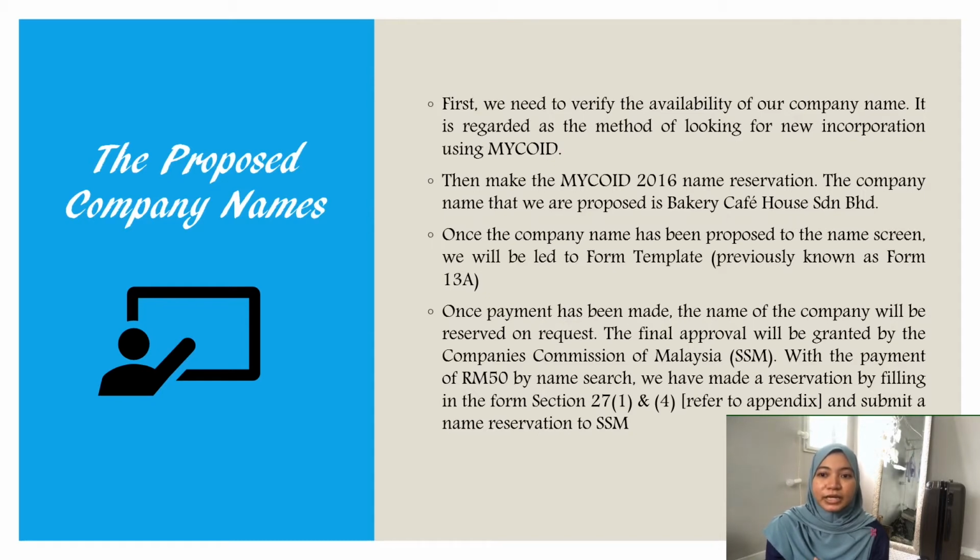Once the company name has been proposed to the name screen, we will be led to a form template. And once payment has been made, the name of the company will be reserved on request, and the final approval will be granted by the Companies Commission of Malaysia, which is SSM. With the payment of RM50 for the name search, we have made a reservation by filling in the form section 27(1) and 4. And after this, we will refer to the appendix.